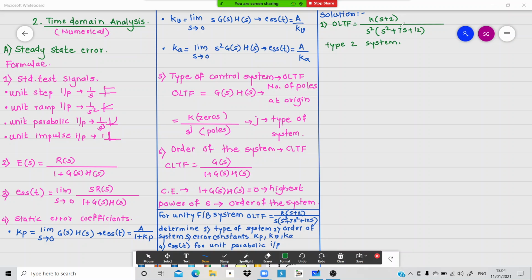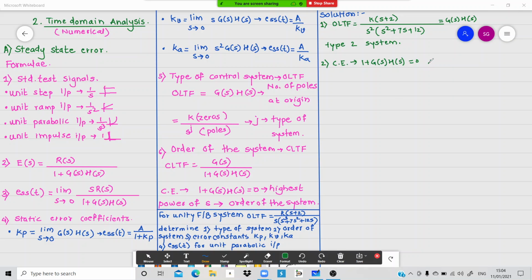Okay, one thing is clear. Then the second thing is you are supposed to get the order. Now for the order, you should know the characteristic equation, and very well you know that the characteristic equation is the denominator of this, 1 plus GH, and you know OLTF means G(s)H(s), right?